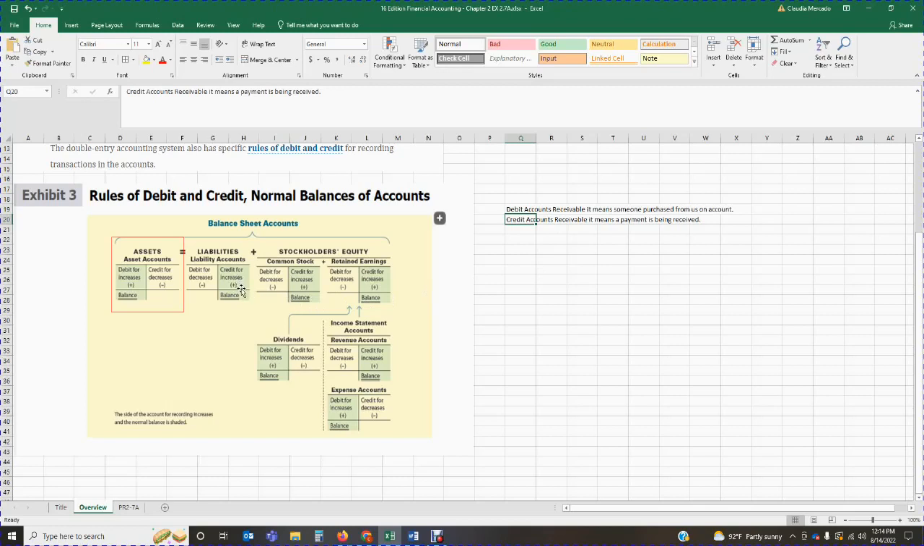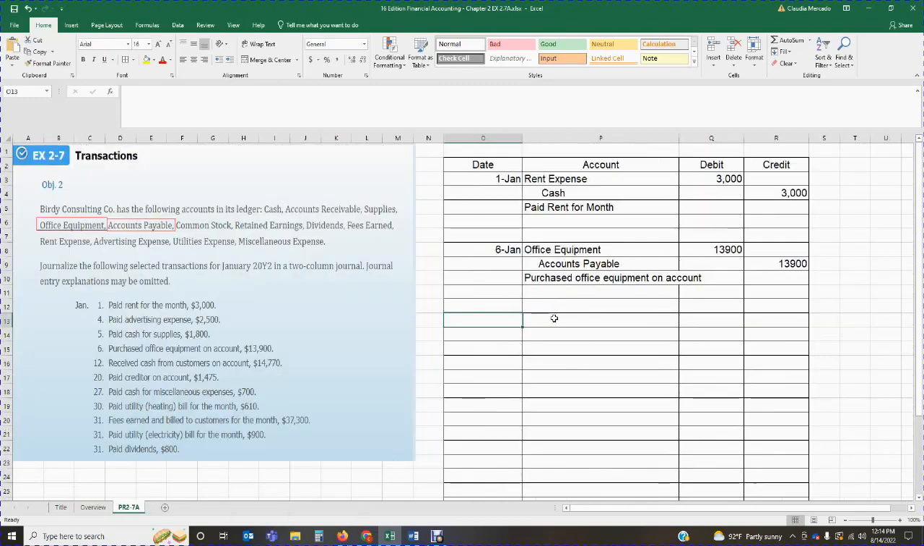So in this particular case, and remember, accounts receivable is an asset account. We debit the account when our accounts receivable increases. We credit the account when our accounts receivable decreases. So anytime that we receive a payment, we credit the account. Anytime that we record someone that purchased from us on account, we debit the account. Okay, so let's go back and let's journalize this transaction.